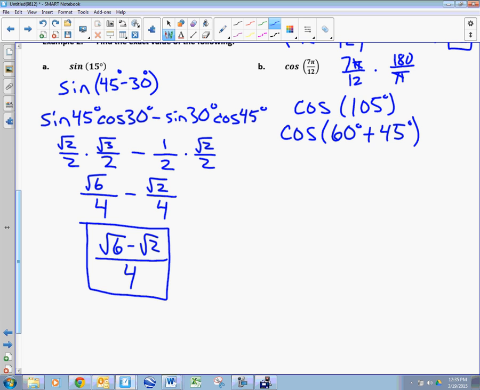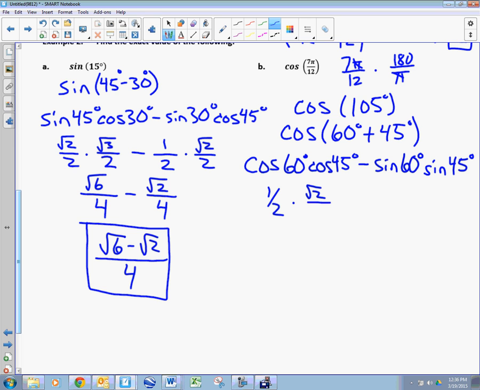Well, what I can do now is rewrite this using our formula involving cosine. It says I take the cosine of what, times the cosine of 45, plus or minus sine of 60 sine of 45. What's the cosine of 60? It's actually 1/2. Cosine of 45, root of 2 over 2. Sine of 60, root of 3 over 2.